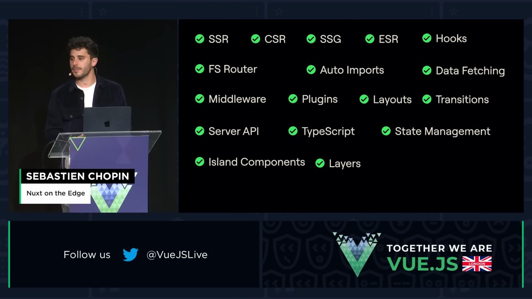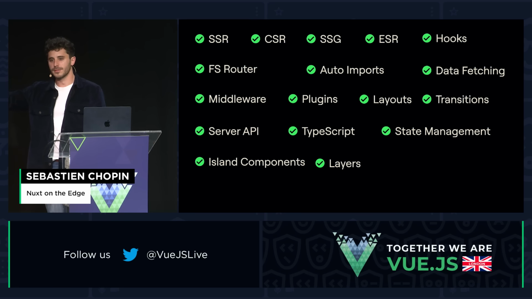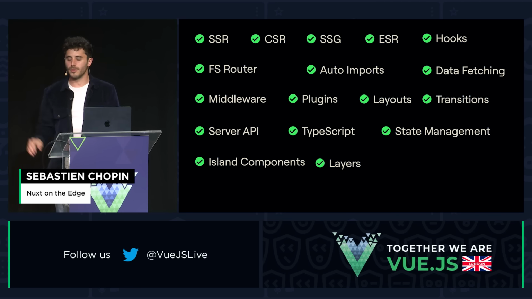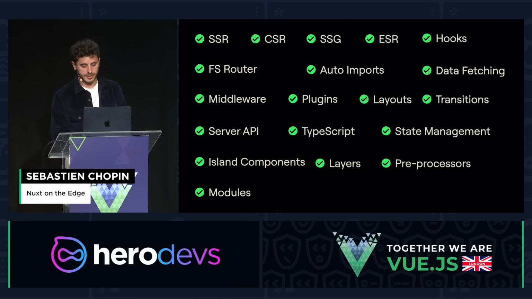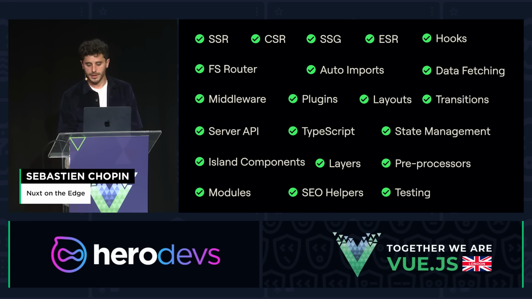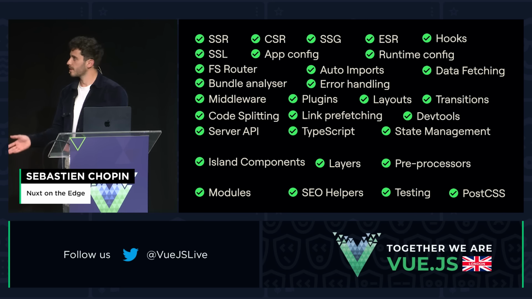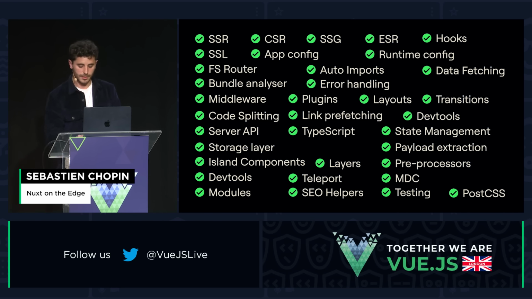The layer system, I don't know if some of you have used layers internally. Few people. Basically, it's a Nuxt app that you can push on NPM and you can extend. We have preprocessors for Stylus, Sass, the module ecosystem, SEO helpers, testing, PostCSS, and many other features that I won't show you today.